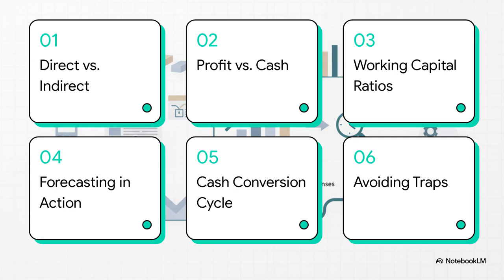Okay, so here's our game plan. First, we'll compare the two big methods for cash flow, direct and indirect. Then we'll get into the weeds on that huge difference between profit and cash. After that, we'll break down the key working capital ratios, the real drivers of cash flow. We'll even walk through a forecast to see it all in action and tie it together with something called the cash conversion cycle. And finally, we'll wrap up with some common traps so you can steer clear of them.